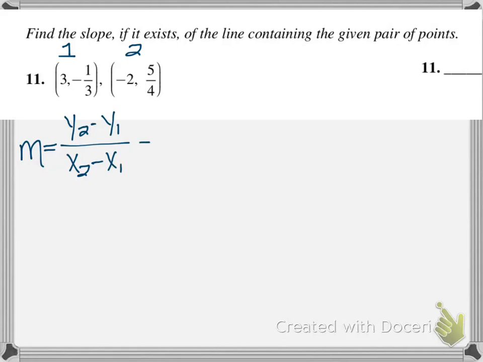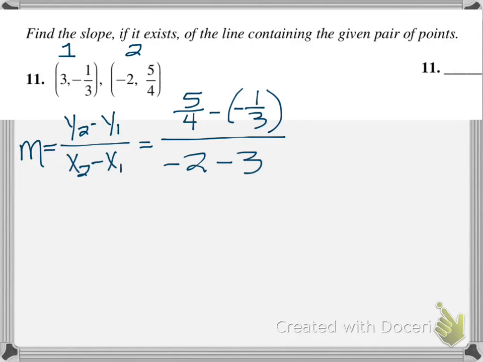What it says is we are going to subtract our y coordinates in the numerator and subtract our x coordinates in the denominator. So if I subtract my y coordinates, that's going to be 5/4 minus -1/3, or you could do -1/3 minus 5/4. You just have to be consistent. So if I start with point 2 and I start with 5/4 in my y's, that means I have to start with -2 in my x's. So -2 minus 3.